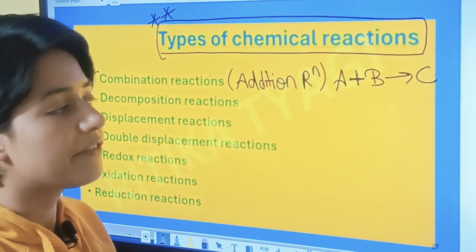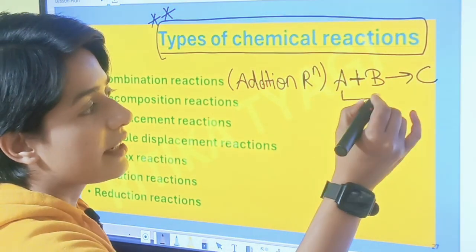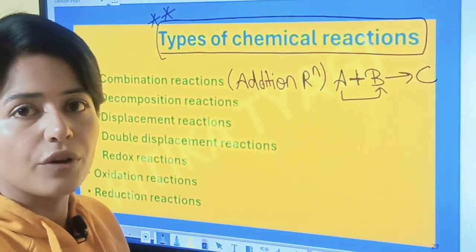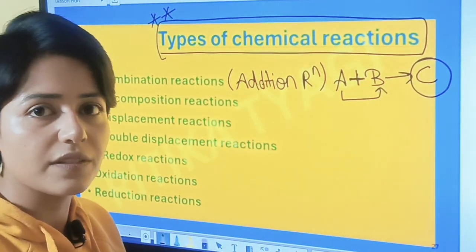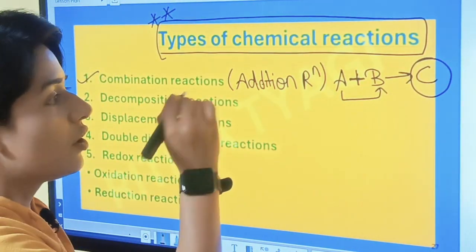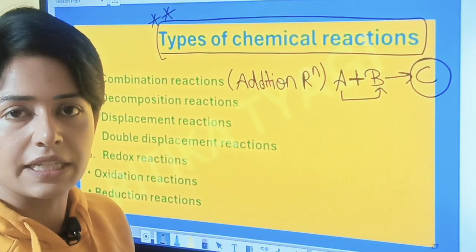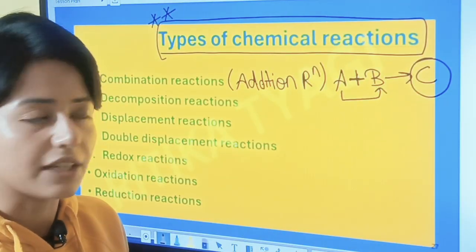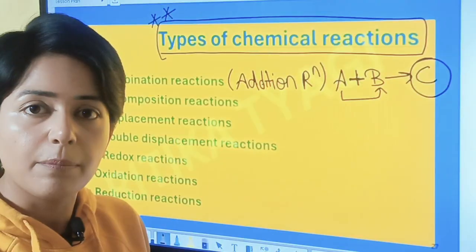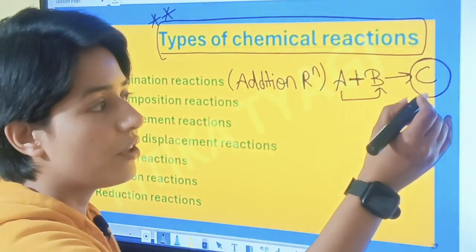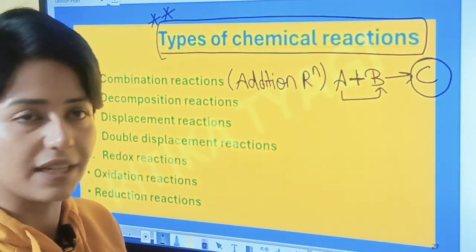We can simply identify it: on the reactant side, two or more reactants are present, but on the product side only one single product is present, always, in an addition or combination reaction. It is a simple identification for an addition reaction.